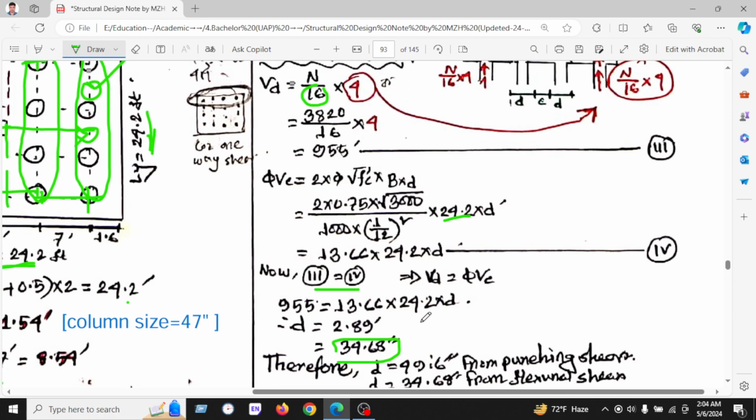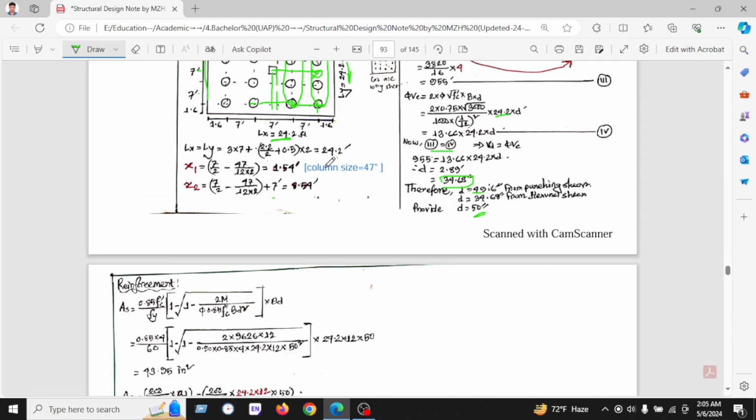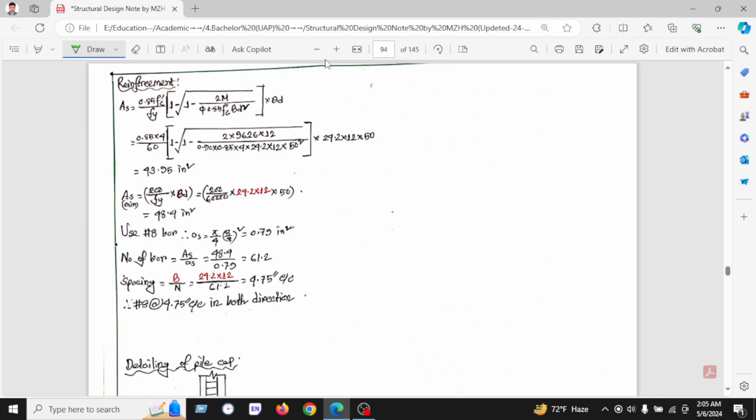So we have found two types of depth of pile cap. One is 49.6 from punching shear, and another is from flexural shear, which is at a distance of D, and found 34.6. So we will use the maximum value, and we have to provide 50 inches thickness of the pile cap.